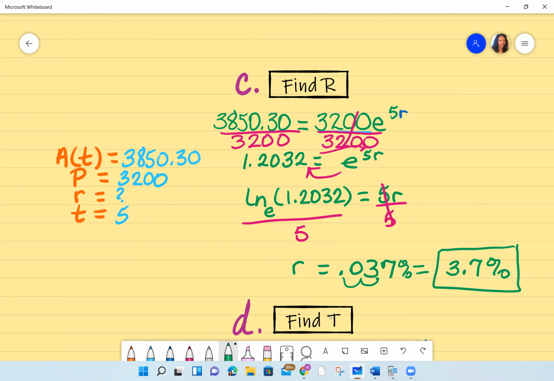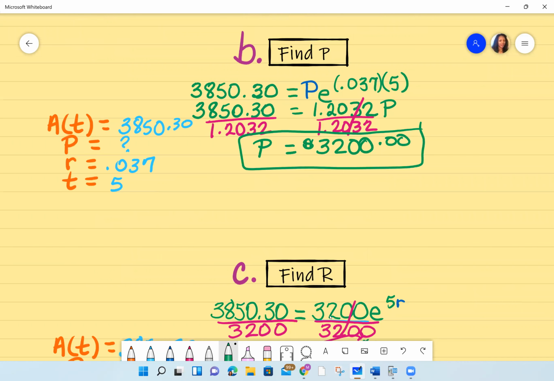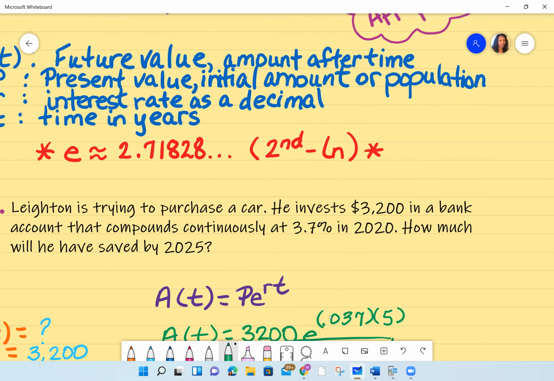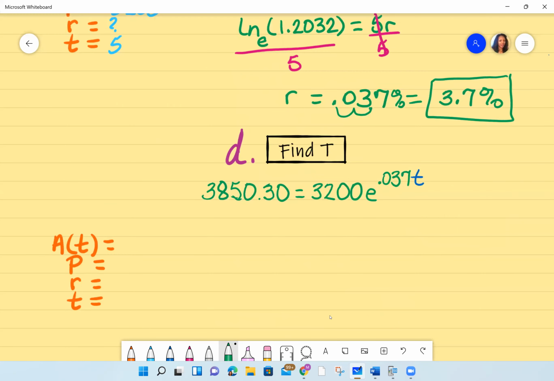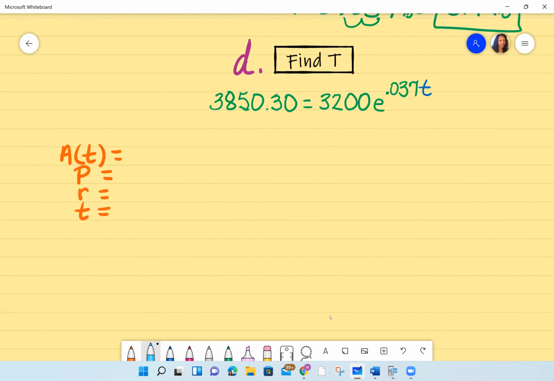And again, I already know that because if I go back up, it was mentioned in my scenario. All right, so the last thing that we're going to look for is T. We already have everything else that we need. We have the A of T, which is the 3850.30. We have P, which is 3200. We just found the rate.